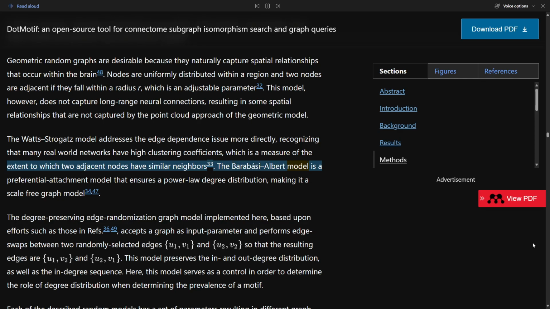The Barabasi-Albert model is a preferential attachment model that ensures a power law degree distribution, making it a scale-free graph model 3447. The degree-preserving edge randomization graph model implemented here, based upon efforts such as those in Refs. 3649, accepts a graph as input parameter and performs edge swaps between two randomly selected edges, so that the resulting edges are swapped. This model preserves the in and out degree distribution, as well as the in-degree sequence.